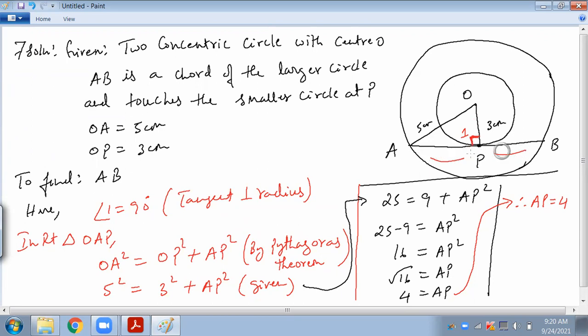A perpendicular drawn from the center to the chord bisects the chord. It will divide the chord into two equal parts. So AP and BP will be equal, or each part will be half of the whole, or the whole thing will be 2 times any part. Now we can take what?